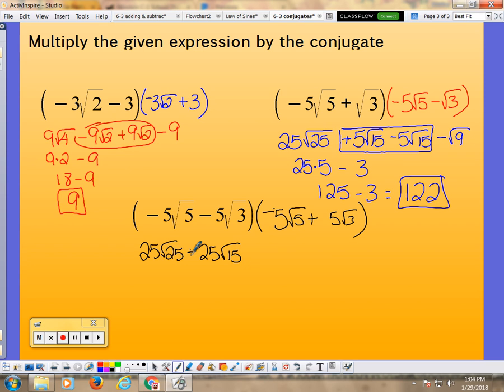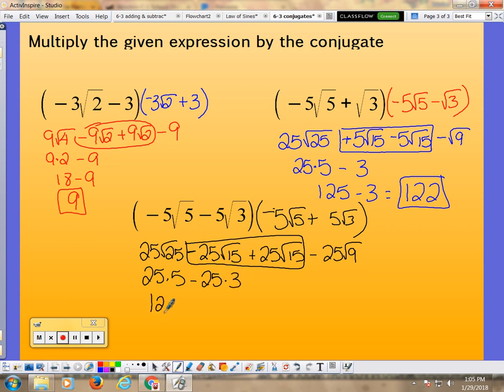-5 makes that the positive 25 square root of 15. And a -5 and a +5 makes that the minus 25 square root of 3 times 3, or 9. So this becomes 25 times 5. These guys, as always, drop out. Minus 25 times 3. So 125 minus 75.